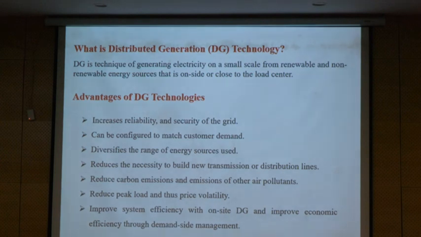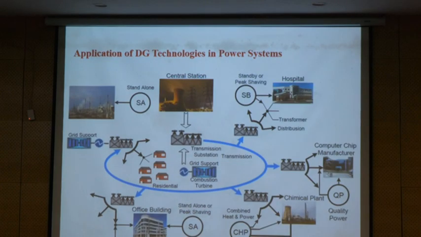It reduces the peak load because we can provide the extra load from the DG, and so reduce stress over the grid. It can improve system efficiency because it's close to the load center and you have less losses. So this is just some examples of this technology.